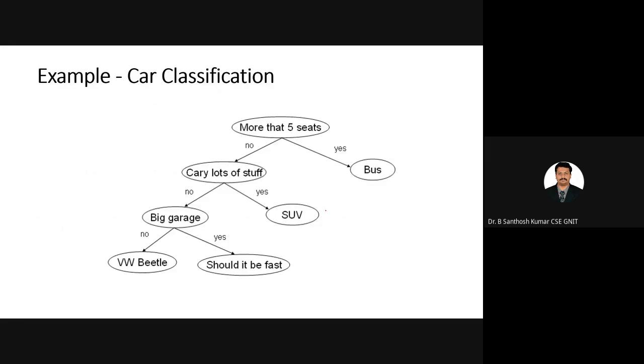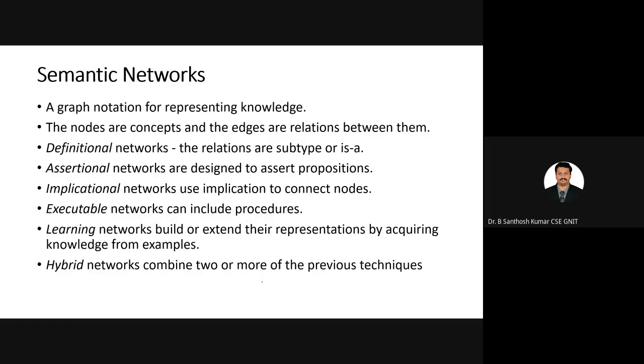For example, here the car classification is given. If it has more than 5 seats, if it is yes, it is definitely a bus or some heavy vehicle. If it is no, it means it's not a 5 seater. So it carries a lot of stuff. If it is yes, it is an SUV, or if it is no, we are asking whether it is a big carriage. No means it is a VW Beetle, or if it is yes, it should be fast. So again, we have to ask some questions.